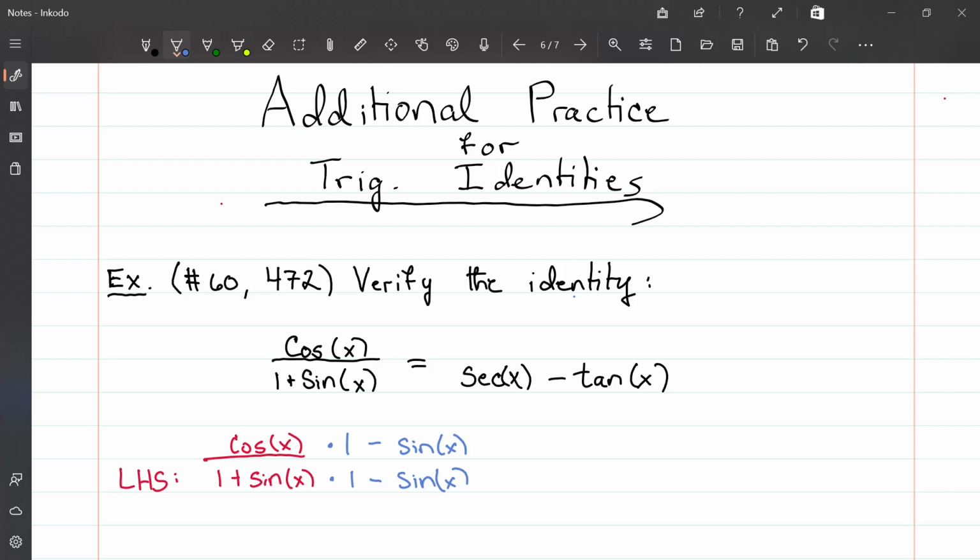Now when I do this, I'm going to get the following result. The top will be cosine times 1 minus sine. You'll notice I have not distributed yet. My recommendation is don't do the distribution too quickly. Start out, see what you get, and then you may have to distribute afterwards. And the bottom, thanks to the difference of squares, should be the first term squared, or in other words 1, minus the second term squared, which we write as sine squared of x.